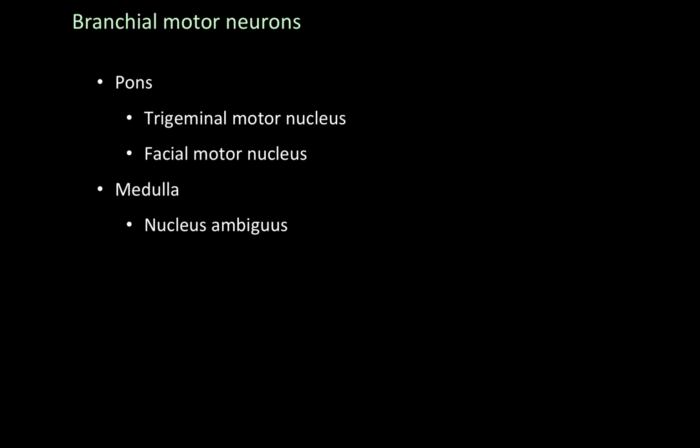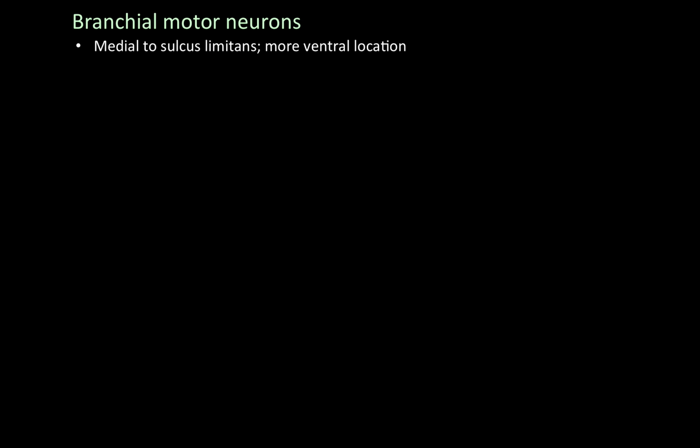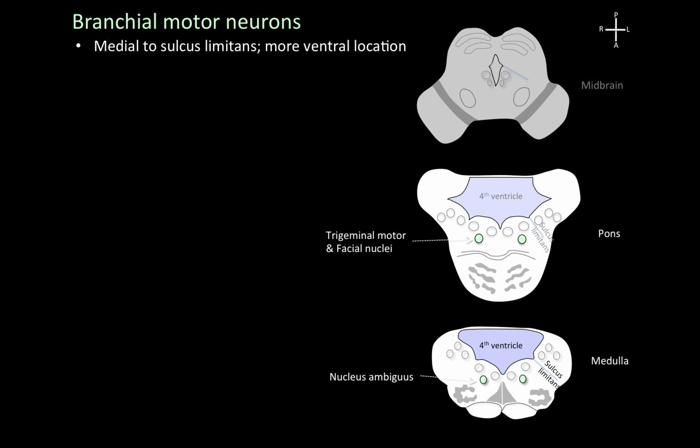Okay, now to the third type of motor nuclei called branchial motor neurons. These are found not in the midbrain, but only in the pons, where there's 2, trigeminal and facial motor, and the medulla, nucleus ambiguus. Branchial motor neurons are medial to the sulcus limitans, but they have a more ventral location, unlike our visceral motor. So here we have cross sections in the midbrain, pons, and medulla, and notice that in that vertical column, these nuclei are medial to the sulcus limitans, but they have a more ventral location.